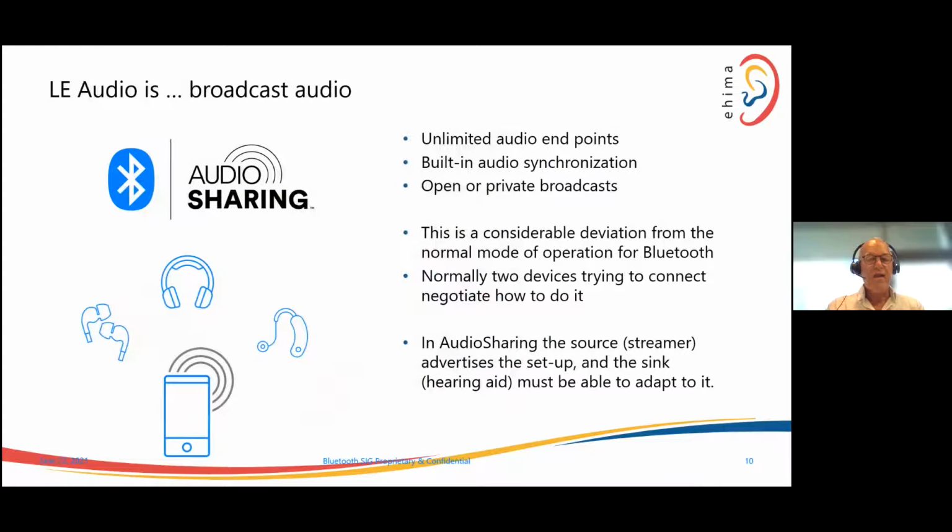And that is where LE Audio comes in, because broadcast is a feature of the new system. Bluetooth has coined the name Auracast audio sharing for it. And the point here is that you can have an unlimited number of endpoints, as they're called, or sinks.